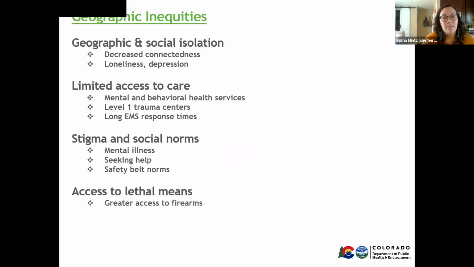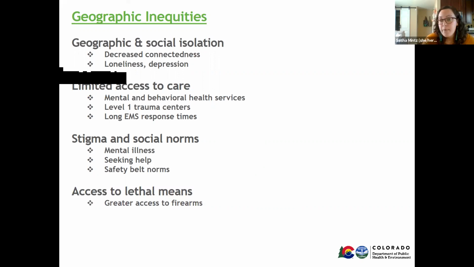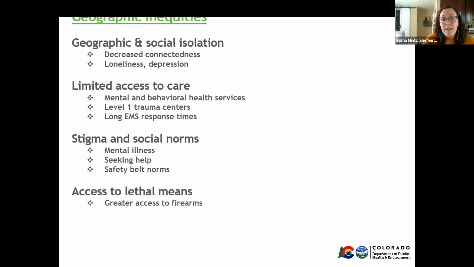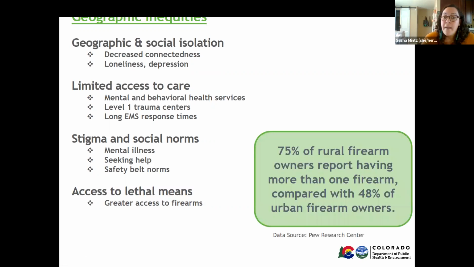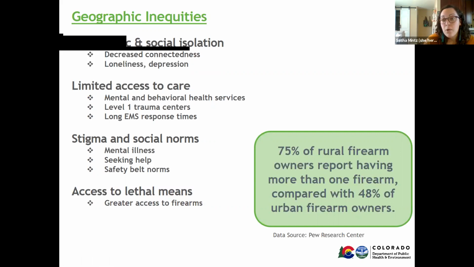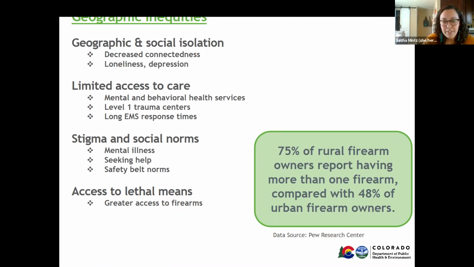Rural and frontier communities also have greater access to firearms as a lethal means, since owning and using firearms is much more common and is a large part of the culture. Rural residents often grow up around firearms, have them in their homes, and use them for protection, hunting, agriculture, and recreation. Research has also found that rural families have more firearms in the home, with 75% of rural firearm owners having more than one firearm, compared with 48% of urban firearm owners.